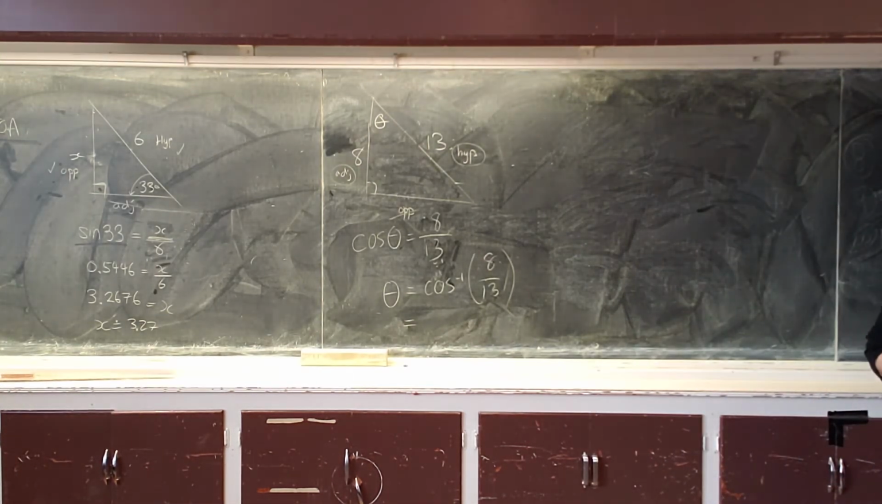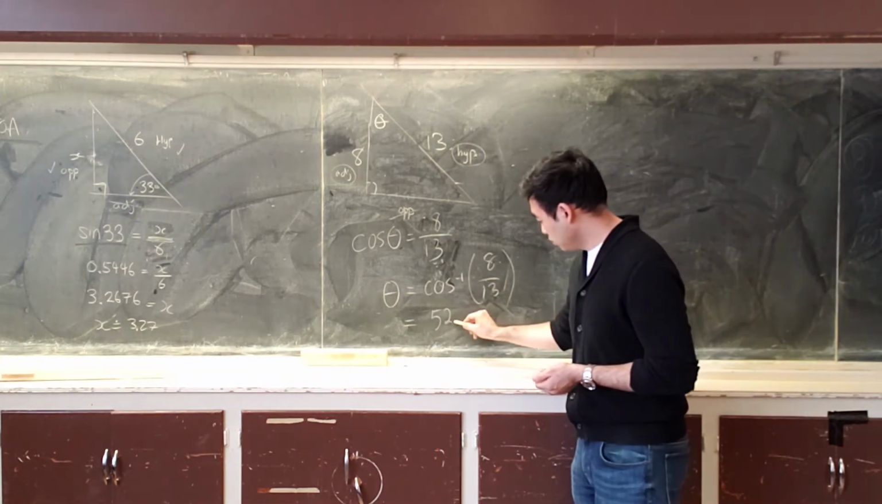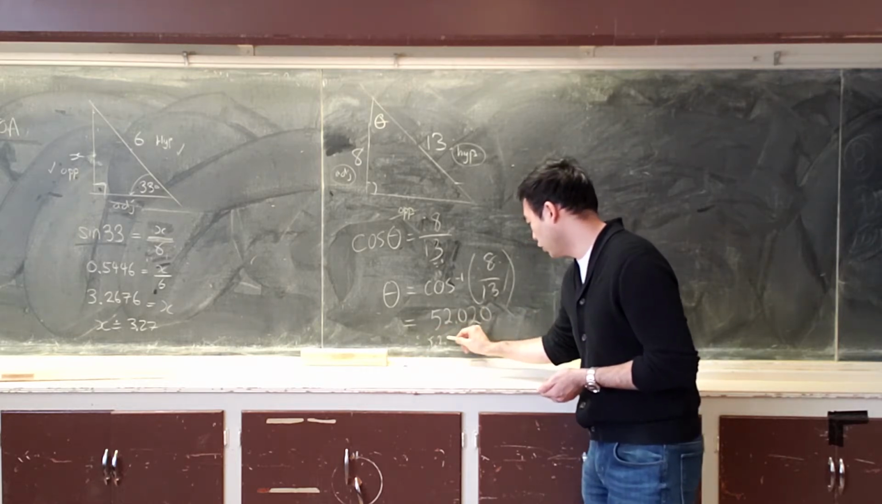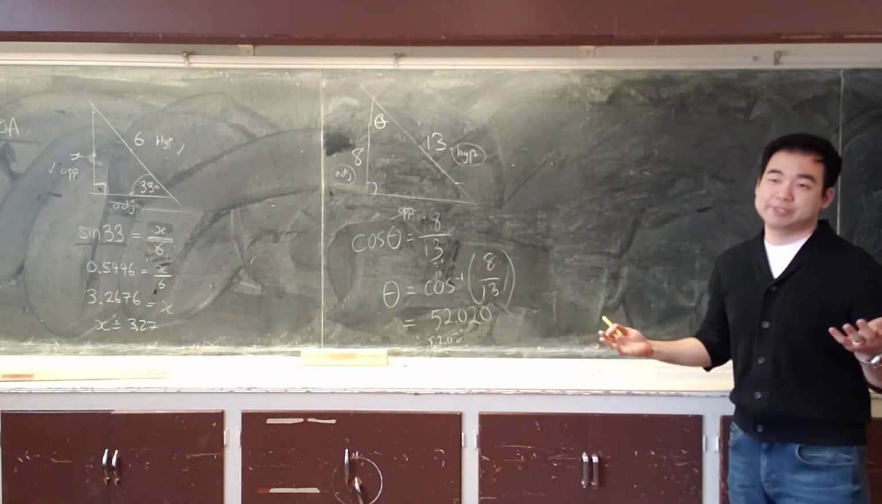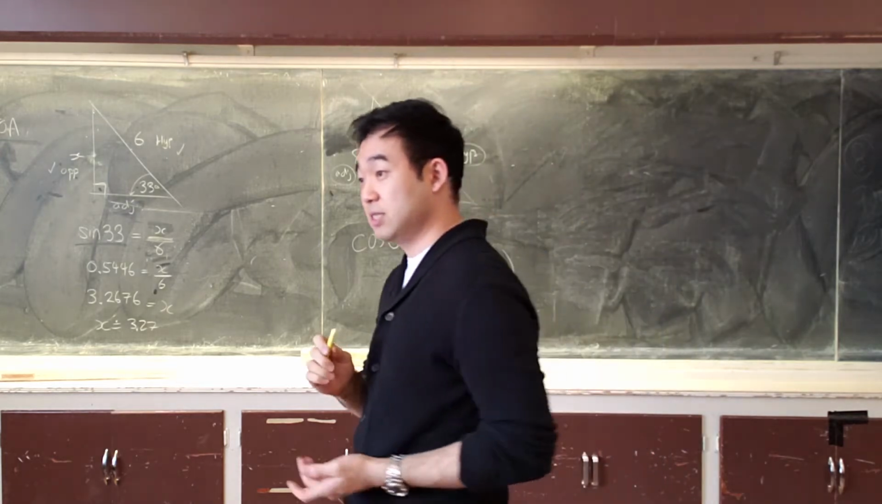Okay? Yes. The answer is 52.02. So approximately 52.02 degrees. Yeah, that's 52.02 degrees. It's because we know that there's always a relationship in a right angle triangle. Yes?